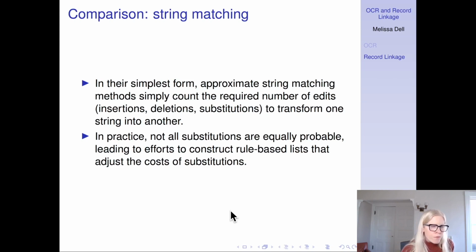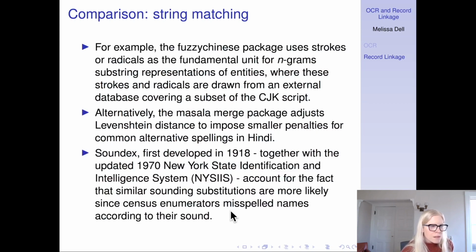In their simplest form, approximate string matching methods simply count the required number of edits, so insertions, deletions, and substitutions, to transform one string into another. That's Levenshtein distance. In practice, not all substitutions are equally probable, which leads to a lot of efforts to construct rule-based lists that adjust the cost of substitution. So let me give some examples.